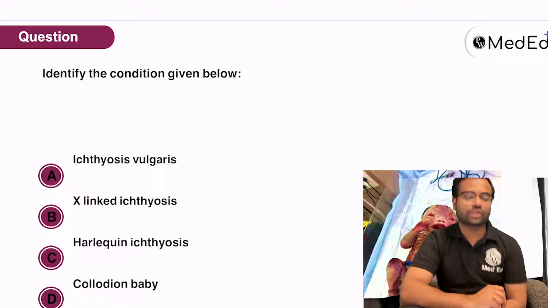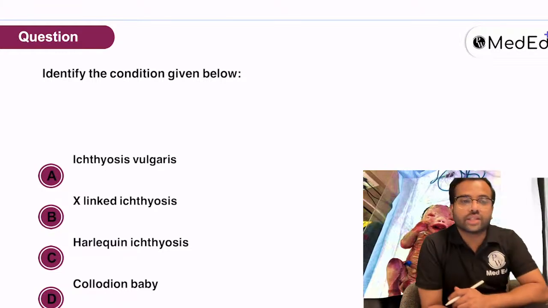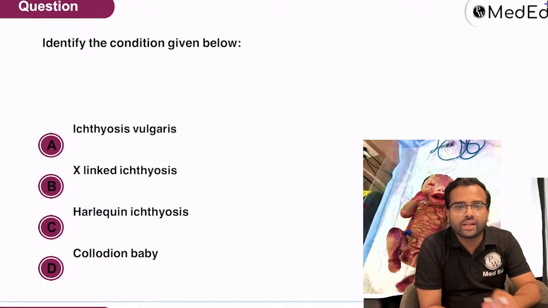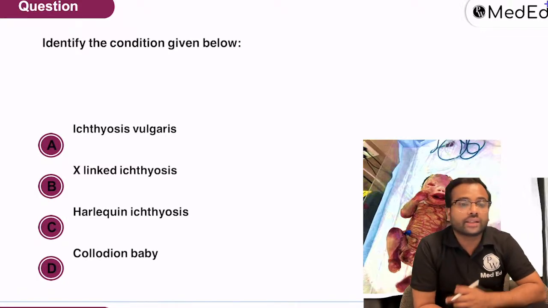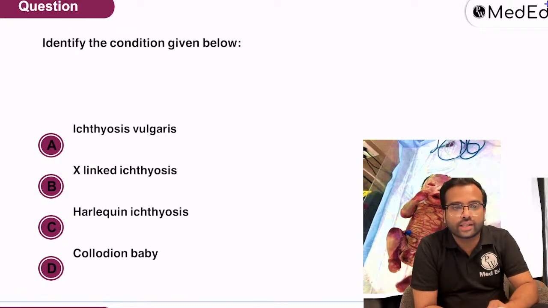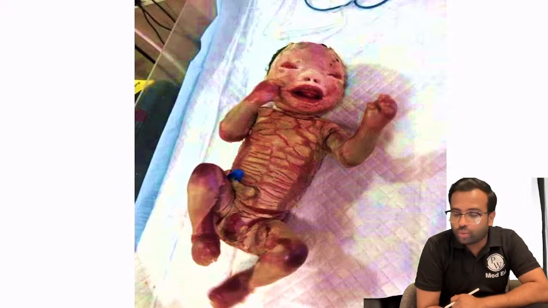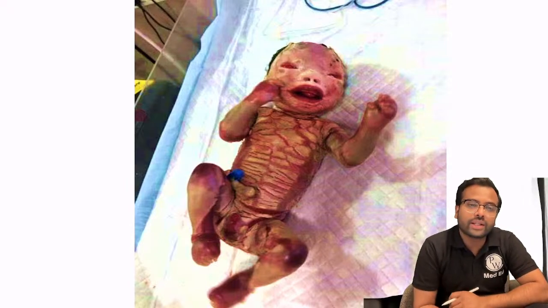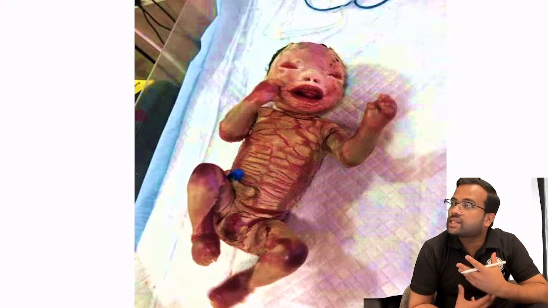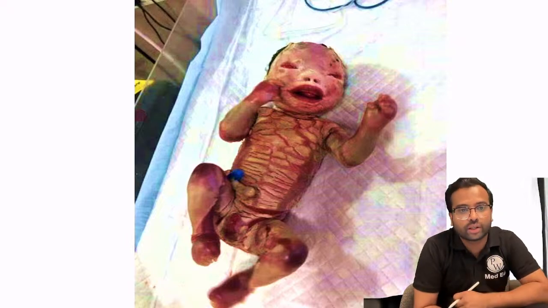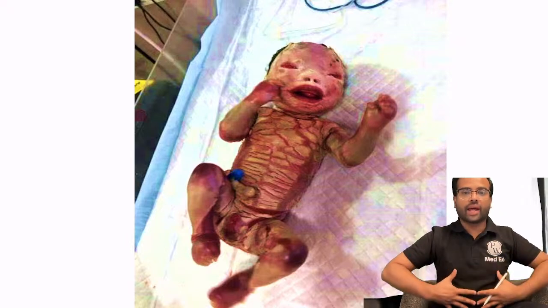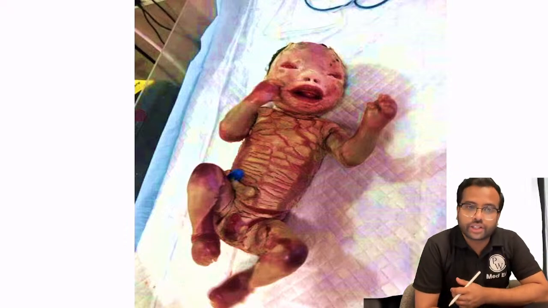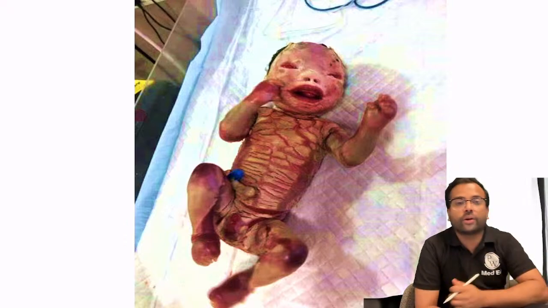So now let's see the next one. Identify the condition that is given below. So what you see here, is it ichthyosis vulgaris? Is it X-linked ichthyosis? Is it harlequin ichthyosis? Or is it a collodion baby? And I'm zooming the image for you. So in this image, I can see that the entire skin itself is not formed, right? And you can see that there is some armor-like encasement of the chest. There is eclabium, isn't it?